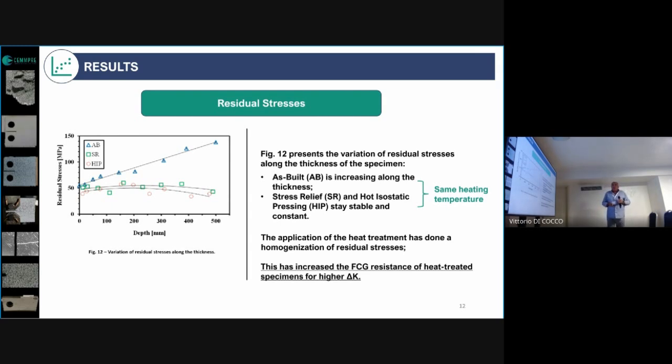This is the residual stress profile along the thickness of the specimen. We can see here that for the not heat-treated specimens, we have an increase in depth, in tension. So residual stresses in tension are not good for fatigue, as you know, and the heat treatments could reduce this residual stress and maintain it more or less constant at only around 50 megapascal.